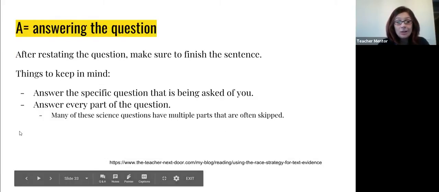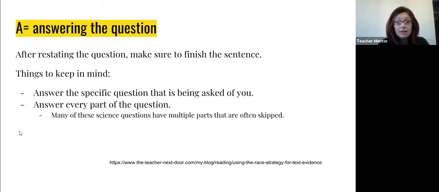Okay, A is going to equal answering the question. After restating the question, make sure to finish the sentence. Okay, so these things need to be kept in mind. Answer the specific question that's being asked of you. If I'm asking, how is carbon made? I'm asking how carbon is made. I'm not asking where it's found. I'm not asking for where it's found in the deep deposits underground. Okay, I want to know how it's made because that's important to our question.